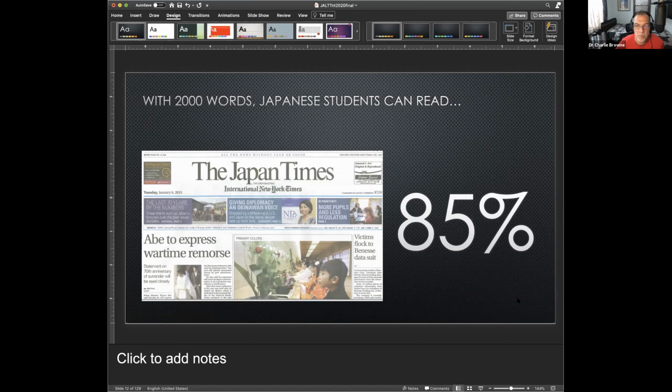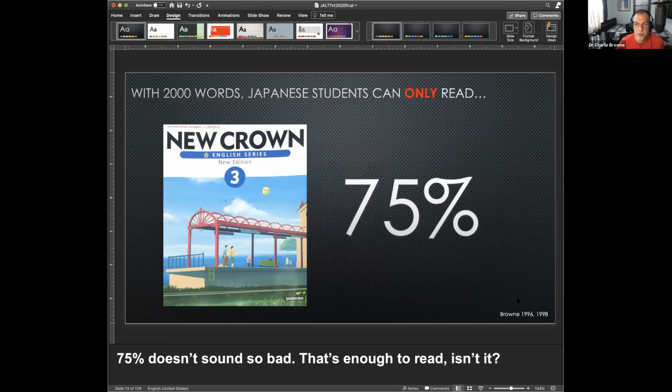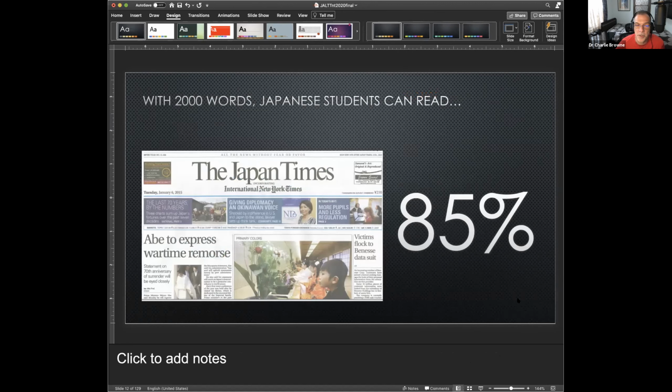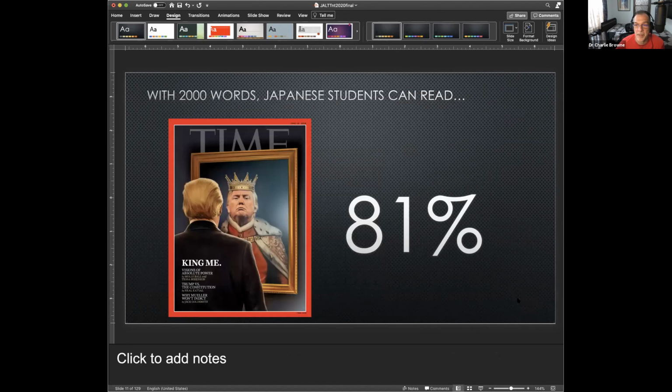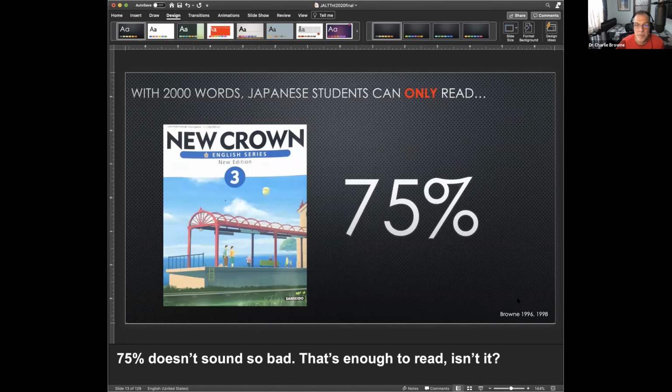But this brings me to the second problem, which is that with Japanese high school textbooks, you're not getting 80% or 85% coverage. You're only getting 70 or 75% coverage for the most popular Japanese high school textbooks. So that means that it's literally harder to read a Japanese high school English textbook than it is to read the Japan Times or Time magazine, and this is a big problem.